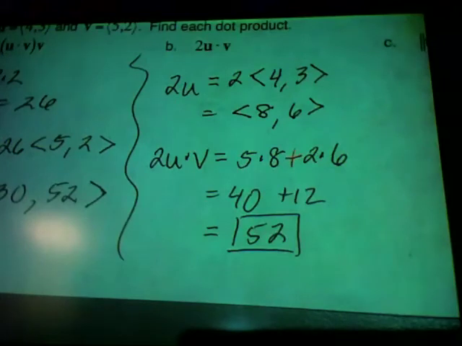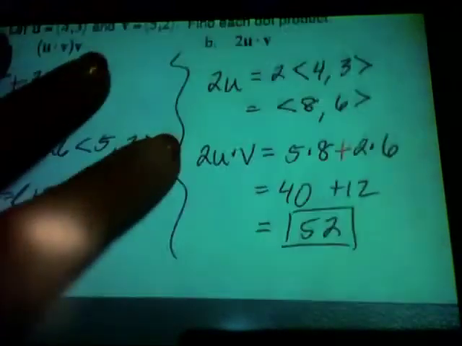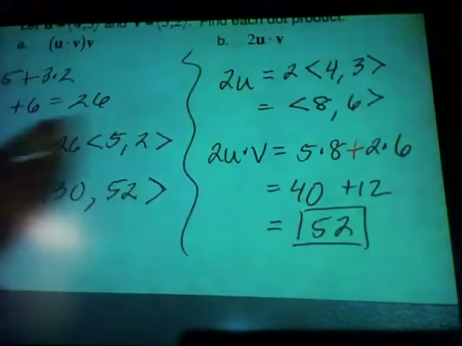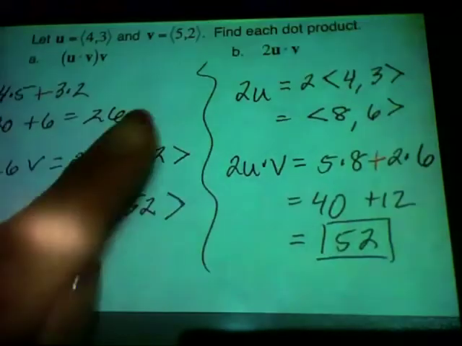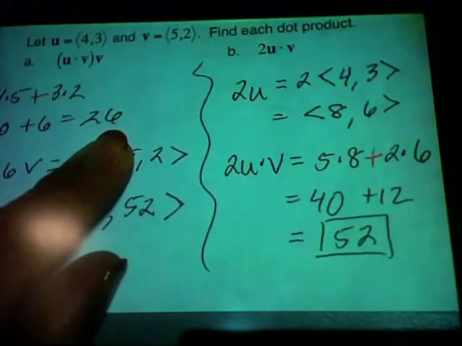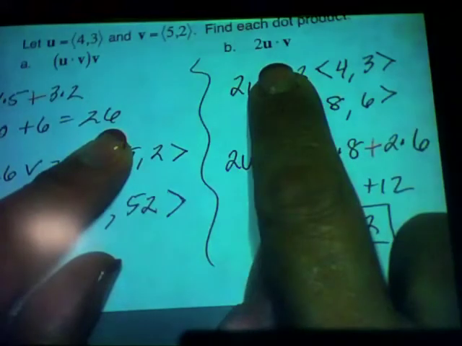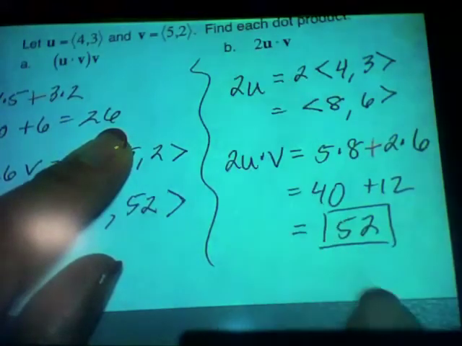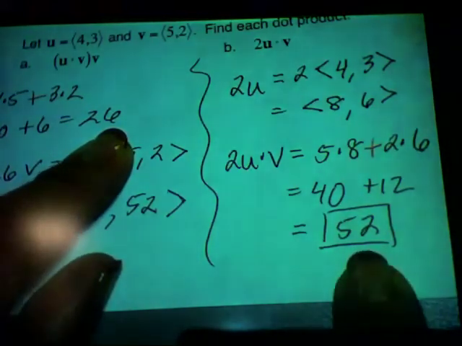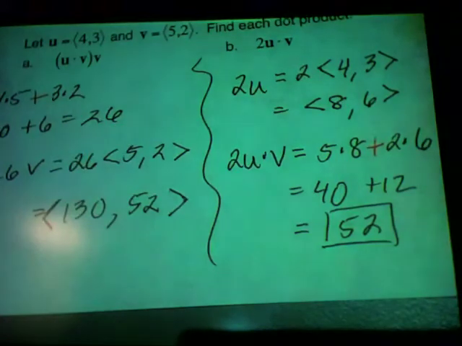So remember our dot product from before? When we did u times v, right here, didn't we get 26? Isn't u times v 26? What's 26 times 2? 52. So would it have mattered what order I multiplied in? No.